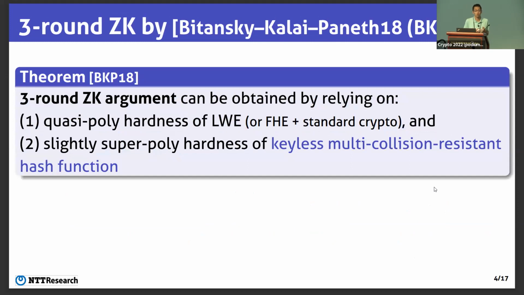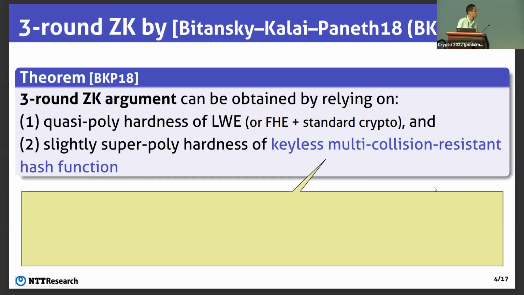So this frustrating situation about 3-round zero knowledge has changed recently because of a recent work by Bitansky, Kalai, and Paneth, who show that 3-round zero knowledge can be obtained from quasi-polynomial hardness of the learning with errors assumption and slightly super-polynomial hardness of keyless multi-collision resistant functions. So clearly, LWE is a well-studied, very standard assumption. So what is important about this result is the assumption about the keyless multi-collision resistant functions.